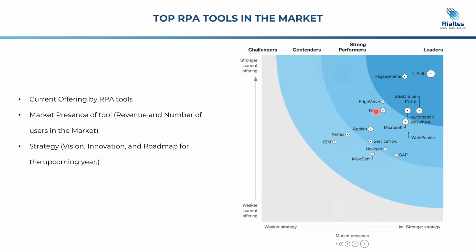Whereas in strong performers, Edgeverve, NICE, Microsoft Power Automate, WorkFusion, ServiceNow, SAP, Appian. These are the strong performers. And IBM, MuleSoft, NewGen, and Nintex. These are the contenders in the RPA market.